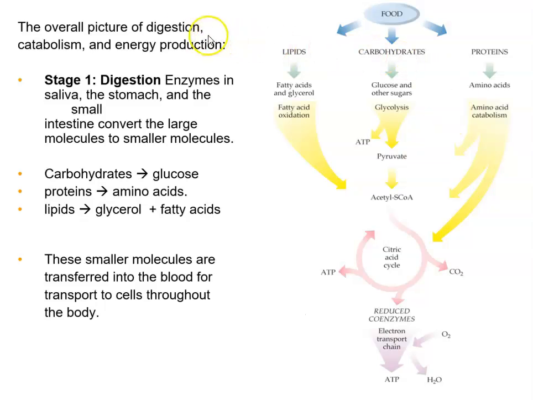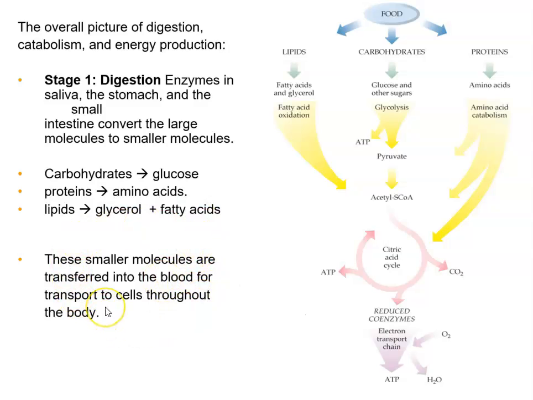So the first step, we've already talked about that: digestion, right? We have different enzymes in our saliva that start breaking down some of these compounds. Ultimately, carbohydrates are going to be broken down into glucose, proteins are going to get broken down into amino acids, and lipids are going to get turned into fatty acids and glycerol. So we've already talked about that in the digestive stage.